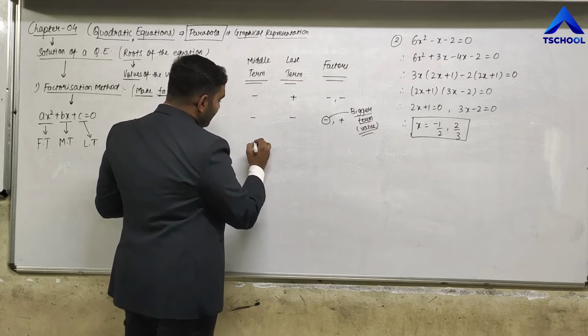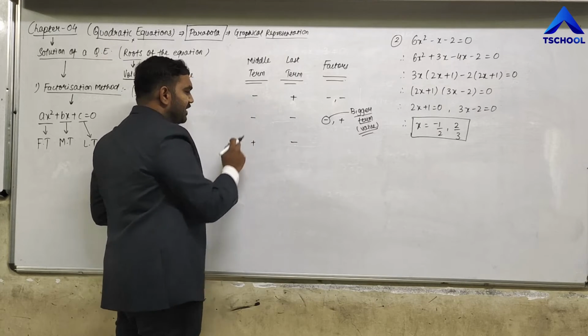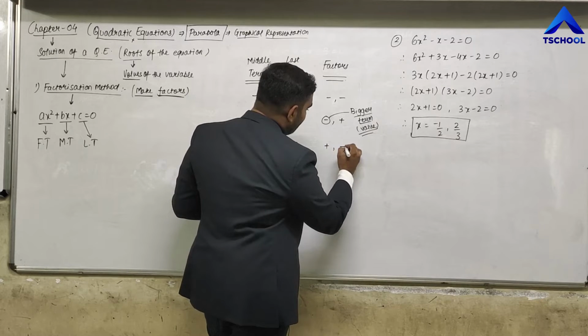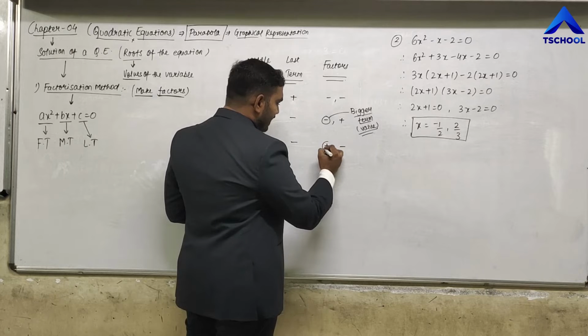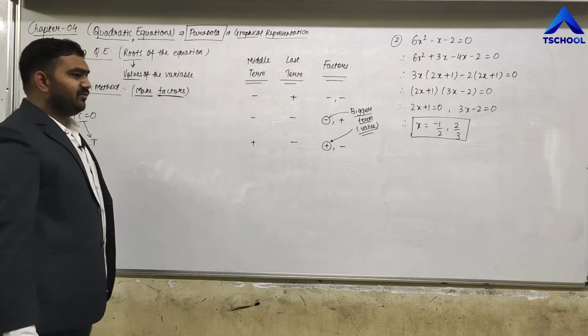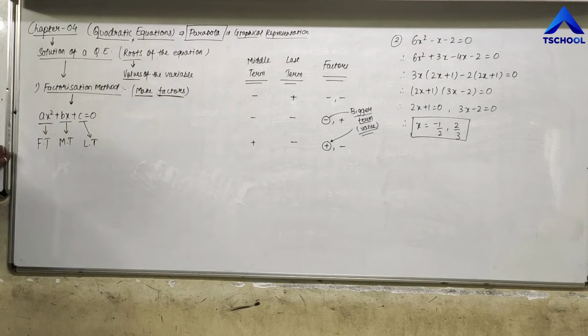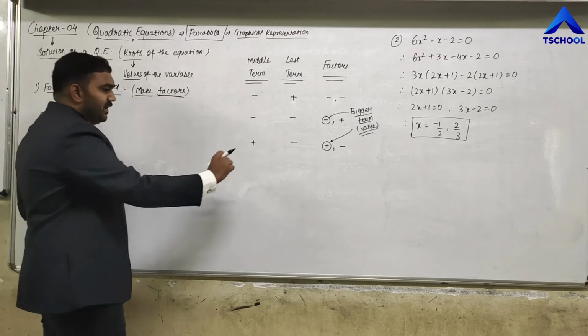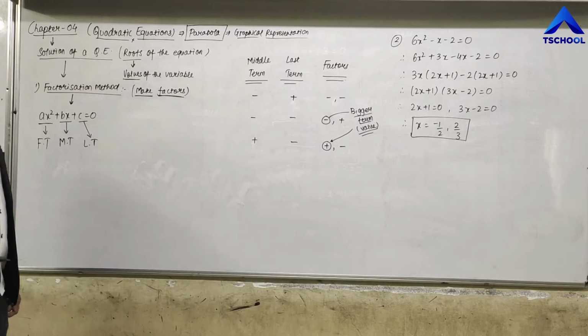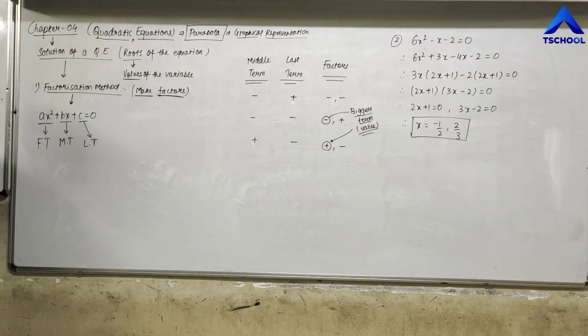Again, if I have the condition minus plus, that means the middle term is now plus and the last term is now minus. In this case I shall have the factors as plus minus, and again the bigger value will be plus. Is it clear, friends? Everyone? So if the middle term is plus and the last term is minus, then the factors will be plus minus and the bigger term will be plus.